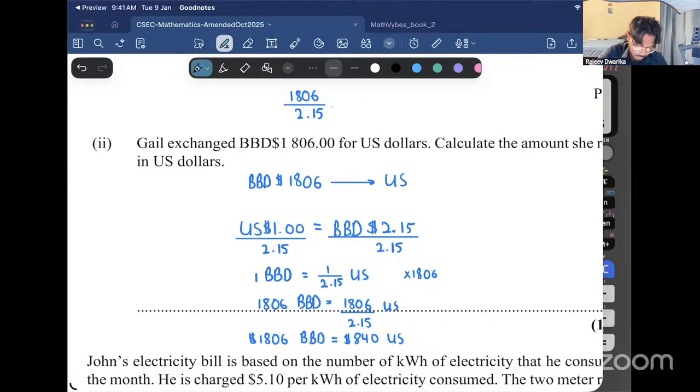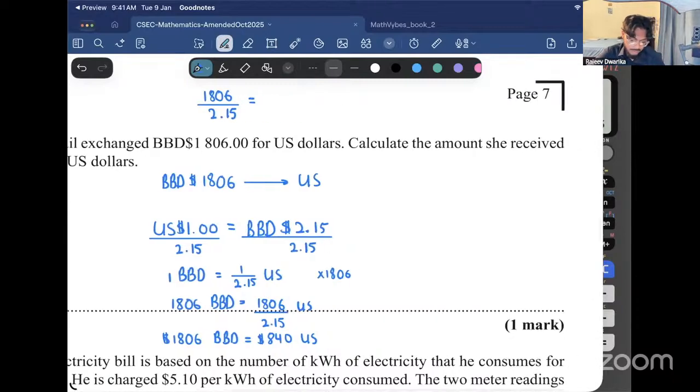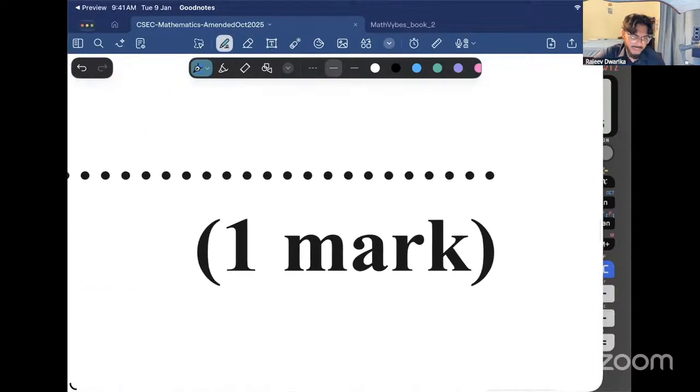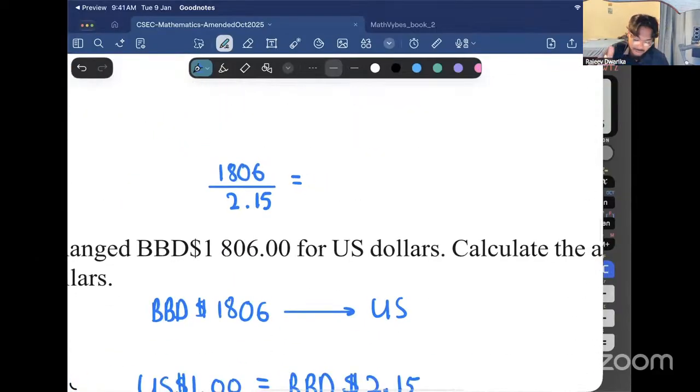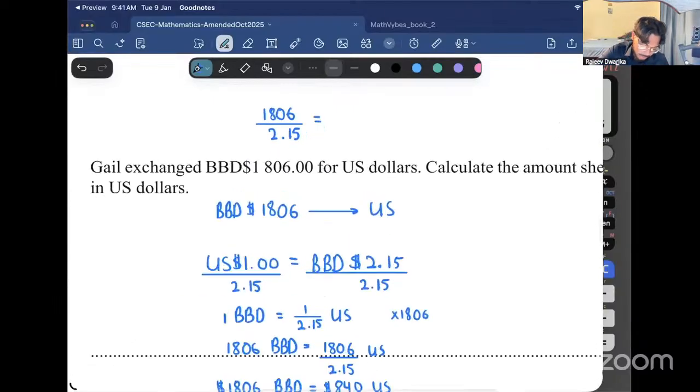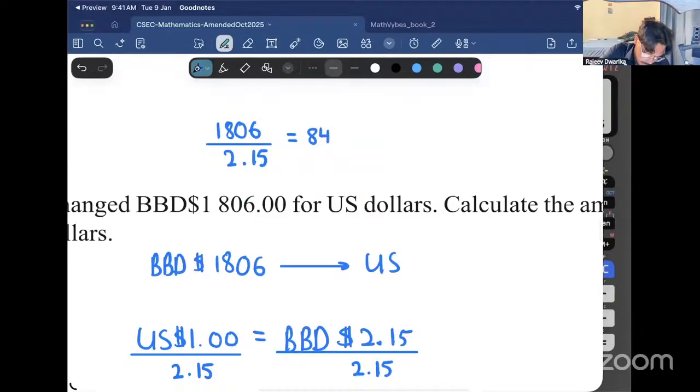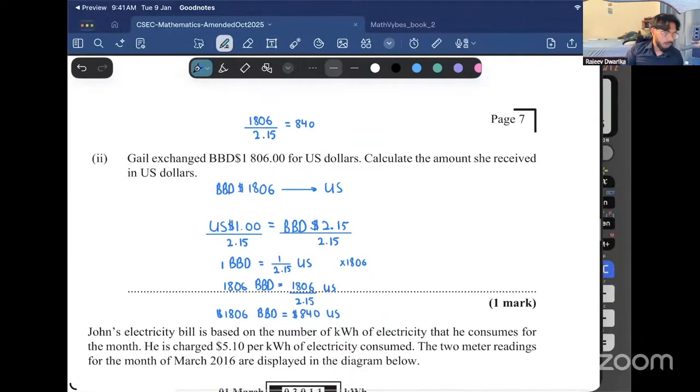You get more marks for the working, like how you do it here with all the steps. But it's a 1 mark question. If you do this, it's fine, you get the mark. It's 1 mark. So, yeah, 840. Alright, are you okay with this question? Let me know. Yes. Alright.